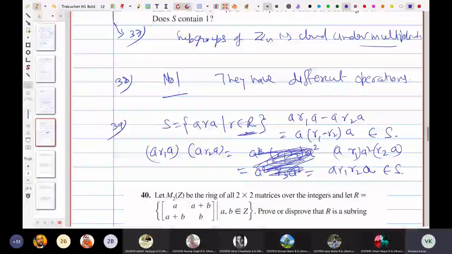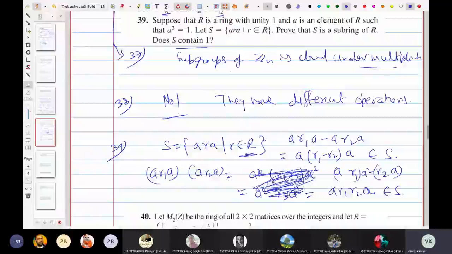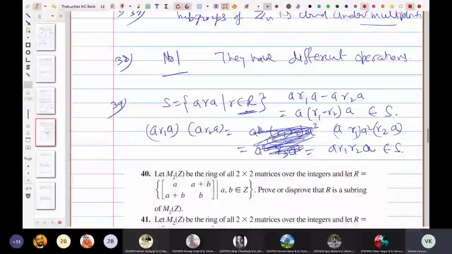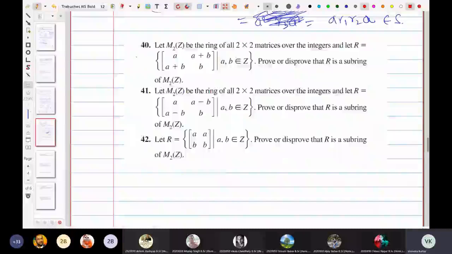And they are asking whether S contains 1. If you take r equal to 1, then we can write 1 as a times 1 times a, and this is equal to a squared, which equals 1. So this is going to be a member of S. So yes, S contains 1.